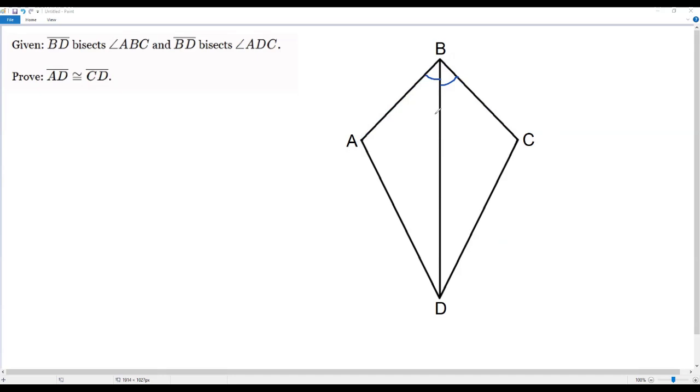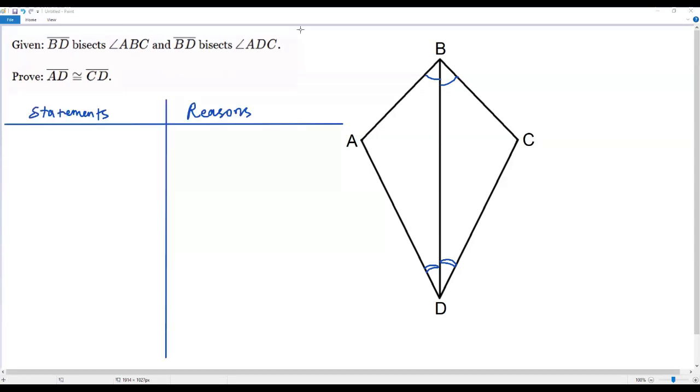The same we have in the angle measure ADC. This angle measure has been divided into two equal parts by the same line segment BD. So the angle measure over here and the angle measure over here are congruent. Okay, further I'm going to use a two column proof to prove that the line segments AD and CD are congruent. Now let me write the required stuff.